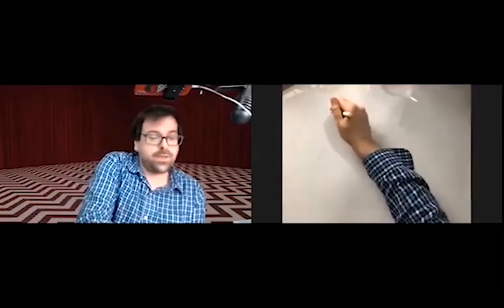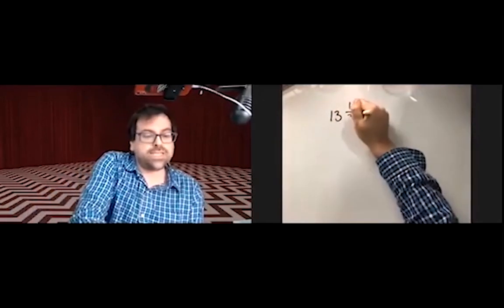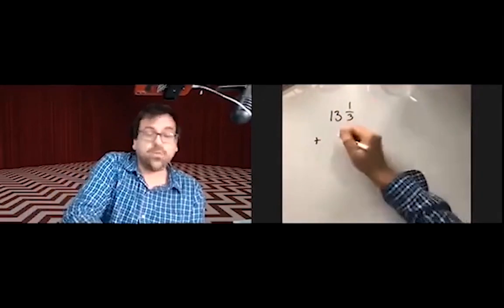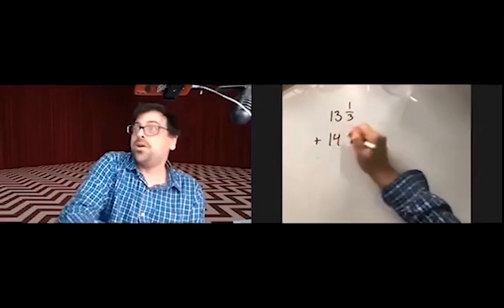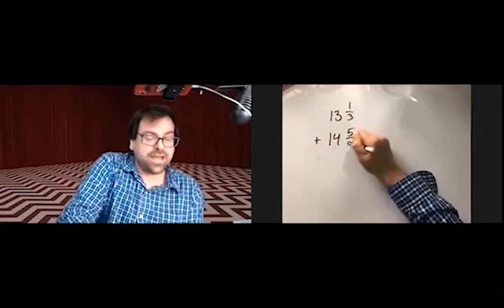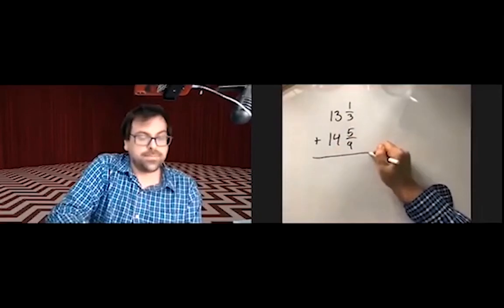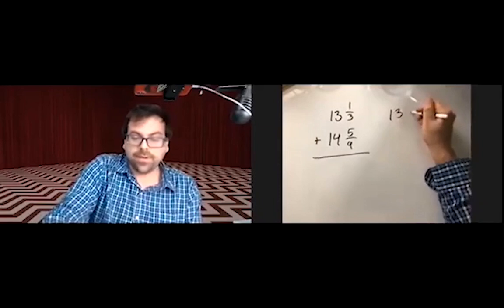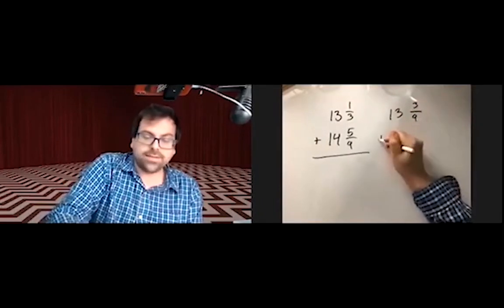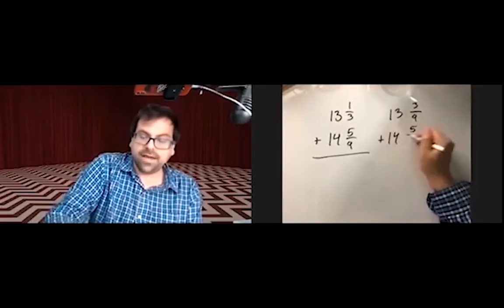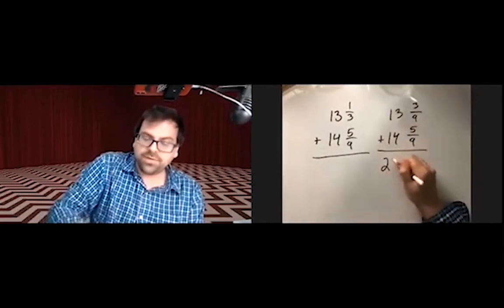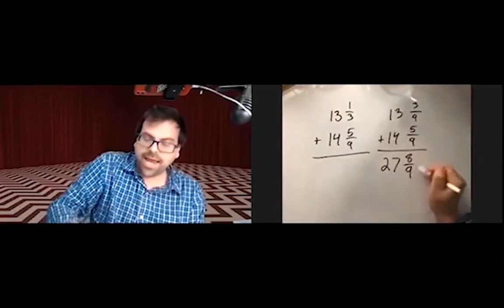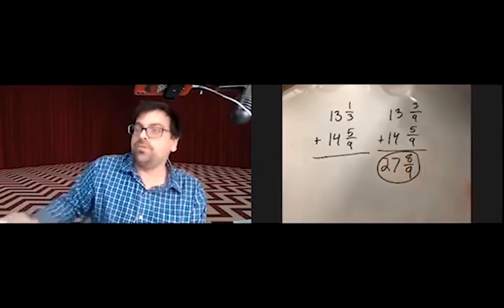Let's do another. 13 1/3 plus 14 5/9. We need to get a common denominator. That's 13 3/9 plus 14 5/9, which would be 27 8/9. No muss, no fuss.